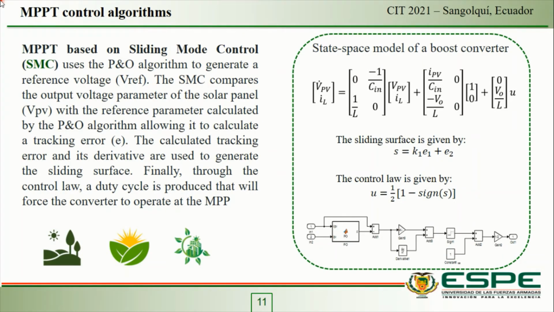MPPT based on sliding mode control. Use the PNO algorithm to generate a reference voltage. The sliding mode control compares the output voltage parameter of the solar panel with the reference parameter calculated by the PNO algorithm, allowing it to calculate the tracking error. The calculated tracking error and its derivative are used to generate the sliding surface. Finally, through the control output, a duty cycle is produced that will force the converter to operate at the MPP.